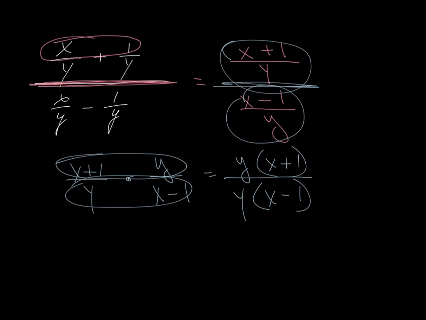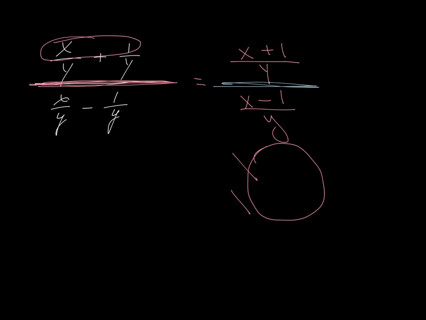Alright, notice what I have here. I have a y here being multiplied by this, a y here being multiplied by this, which means I can cancel those two out. And there's nothing I can do with that. So I'm done. It's x plus y over x minus y. Okay?